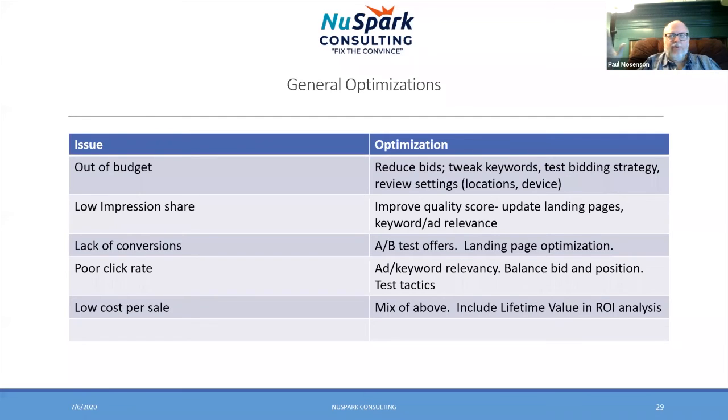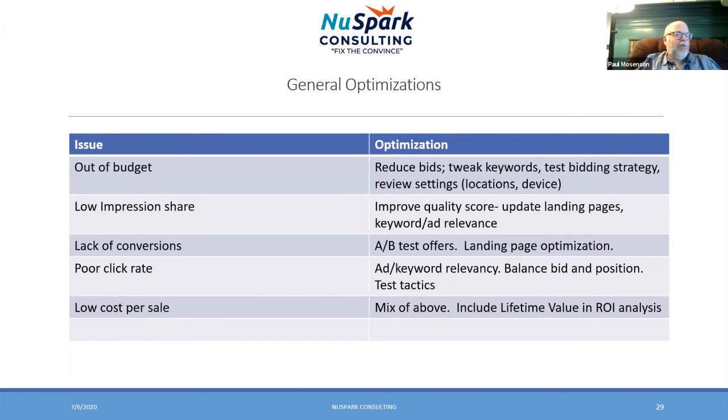Are you missing proof? Are your forms too complicated? Are you not communicating the right message to the audience based on those keywords? It might be best just to do A/B tests with different offers. Poor click-through rate: oh, there's that word again, relevancy.